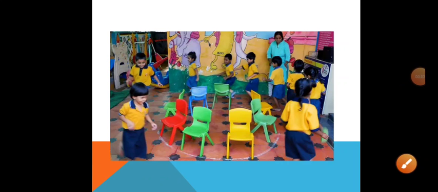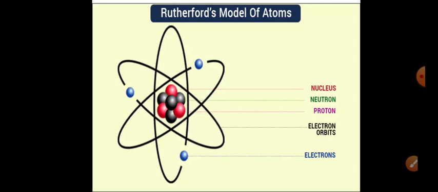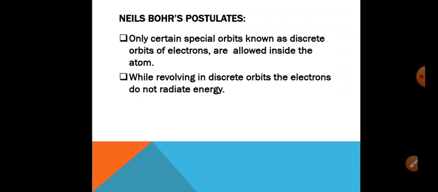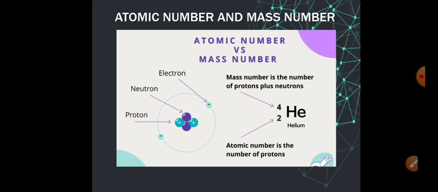Hello children. So in the last video we just revised the atomic models once again, and the Rutherford's gold foil experiment we studied in detail. Now let us get into the next concept. It is atomic number and mass number. What is atomic number and what is mass number?